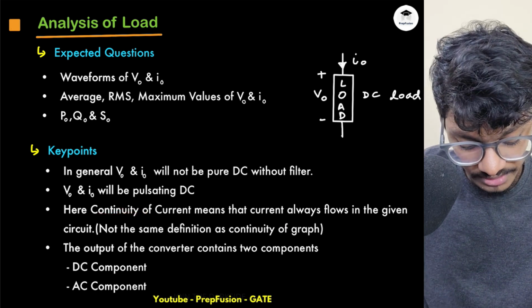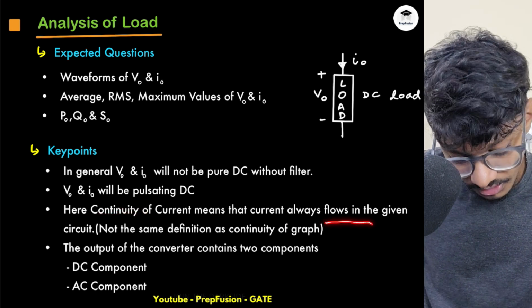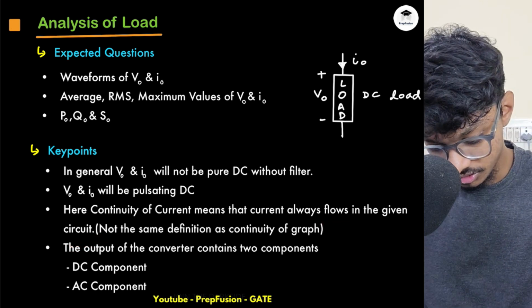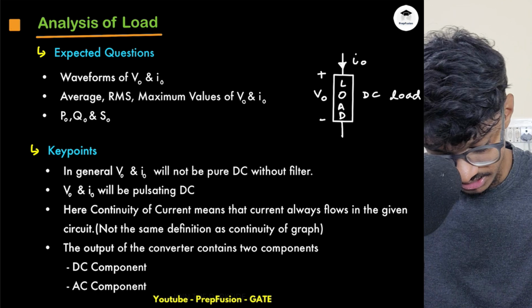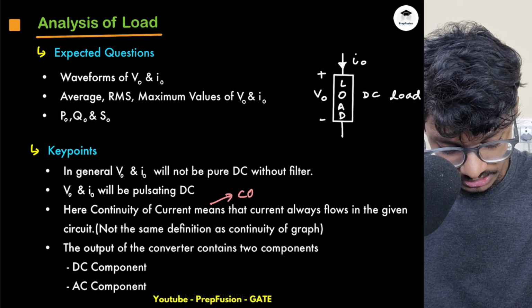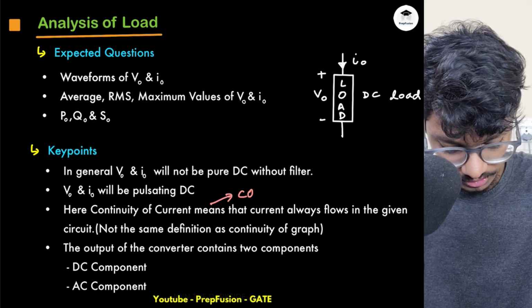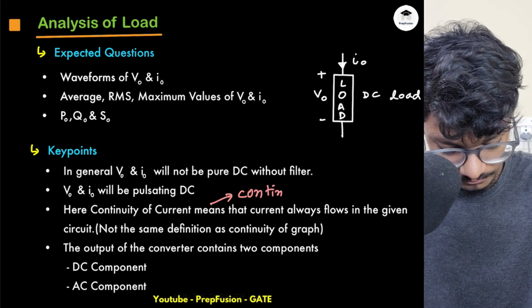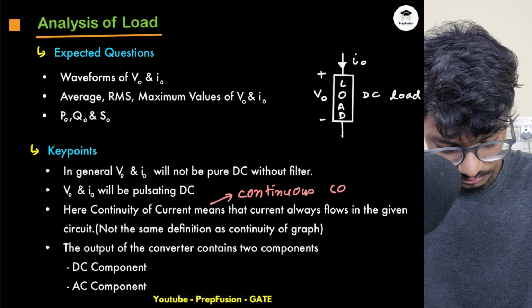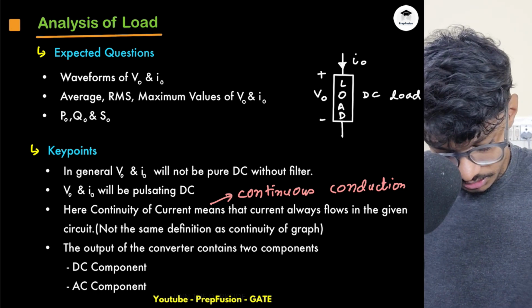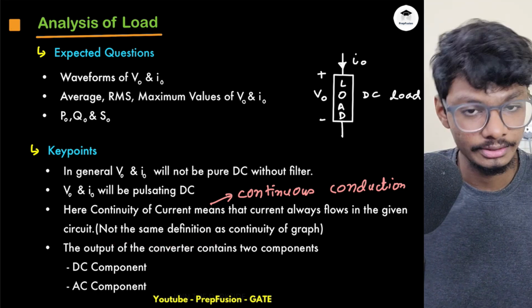Here continuity of current means the current always flows in the given circuit. It is not equal to zero. This is also known as continuity of current. It can also be said to be continuous conduction. Okay, so this is not the same definition as continuity of a graph.